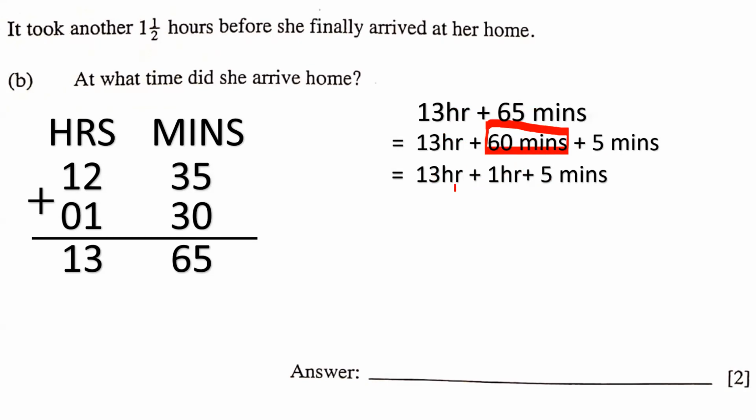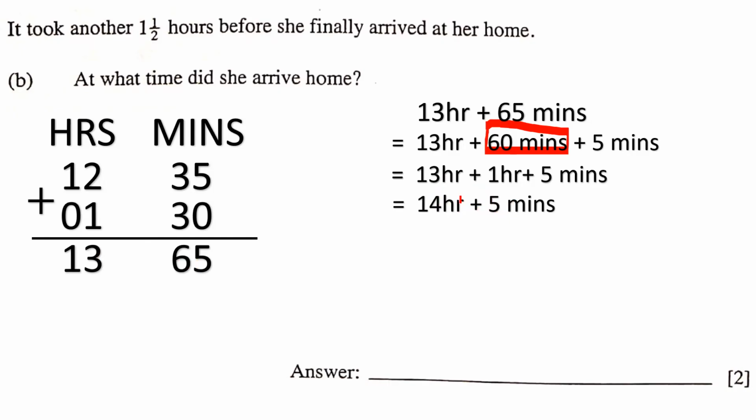And so let's add it together. What is 13 plus 1? Well, 13 plus 1 is going to be 14. So it's actually 14 hours and 5 minutes. So 13 hours and 65 minutes is exactly the same amount of time as 14 hours and 5 minutes. It's the same thing, just written in a different way.